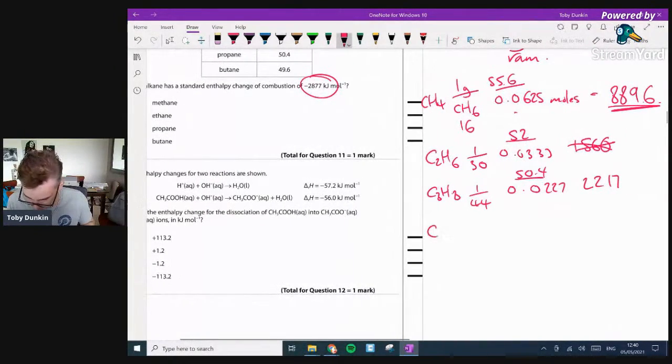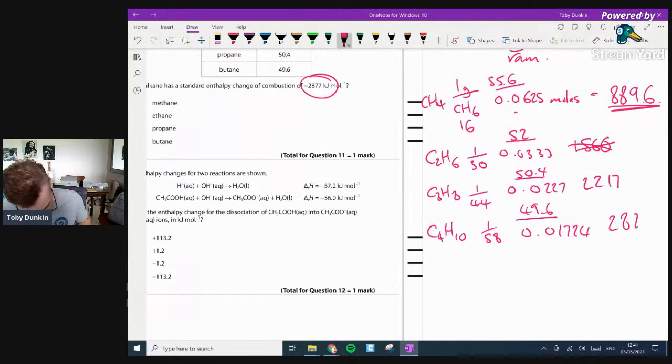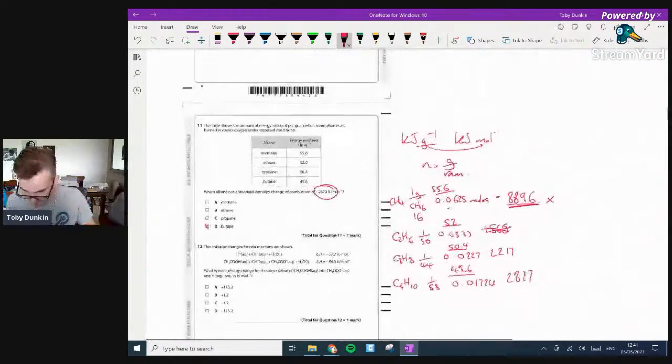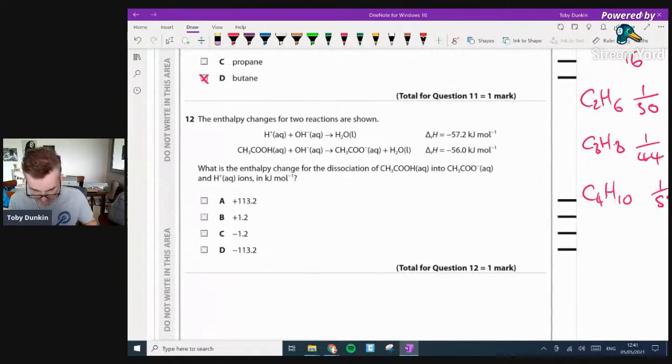If you want me to do it anyway, C4H10, 12 times 4 plus 10, 58, 1 over 58. 1 divided by answer gives me 0.01724. The energy output was 49.6. 49.6 divided by answer gives me 2,877. We're done. That one took time and a lot of space, way more space than I've got. I'd be doing it all over the place. Nightmare. Not even worth the time, really.